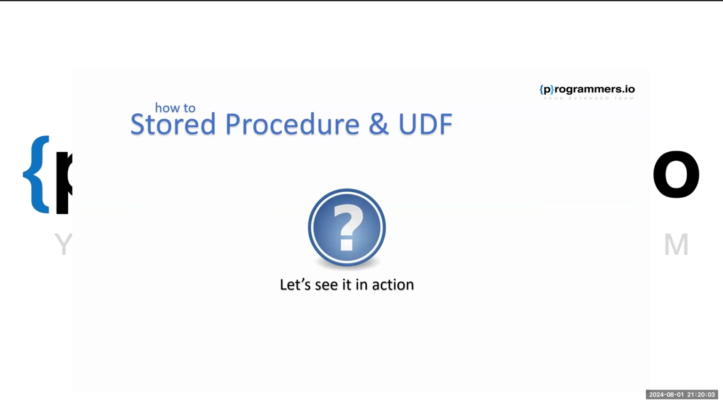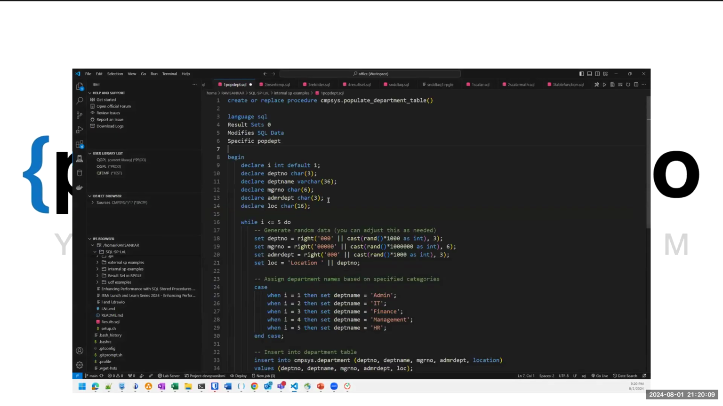All right, I'm going to switch back to my VS Code now to show you the examples. So we have the first example, where we are going to populate a particular set of records into my employee table. I'm sorry, into my department table.